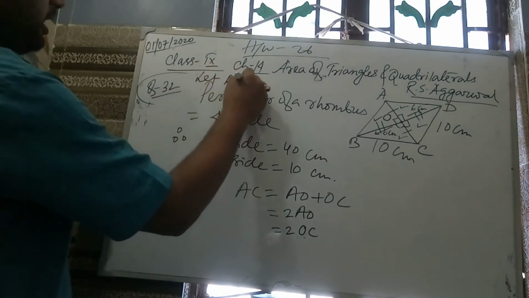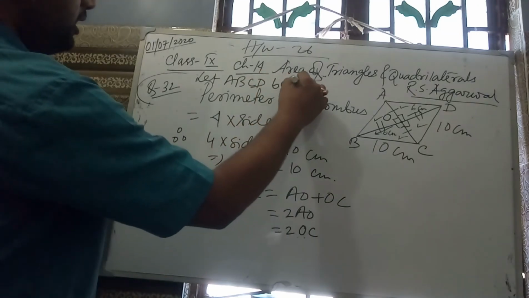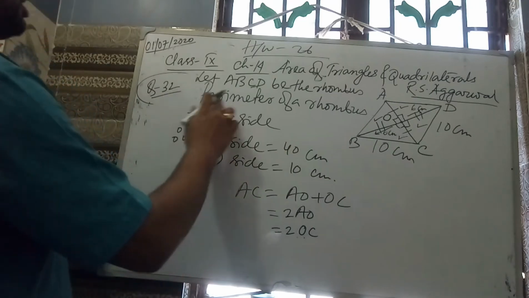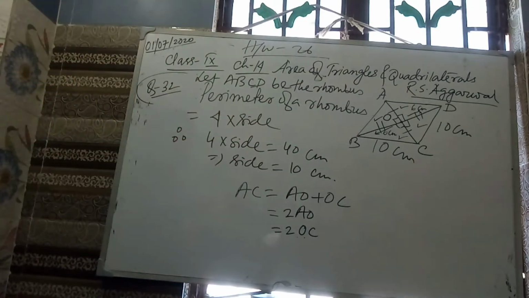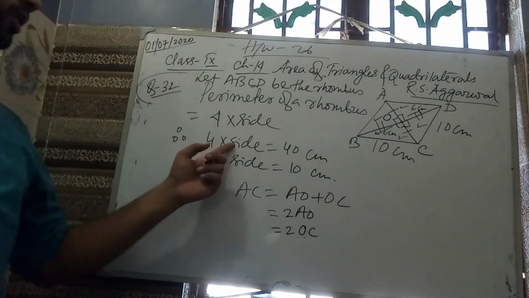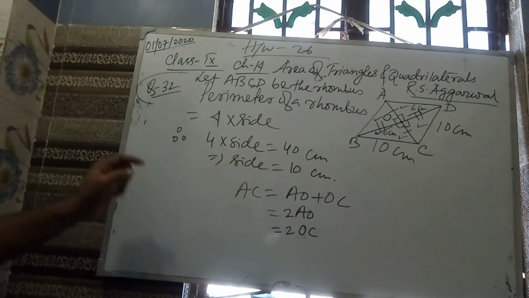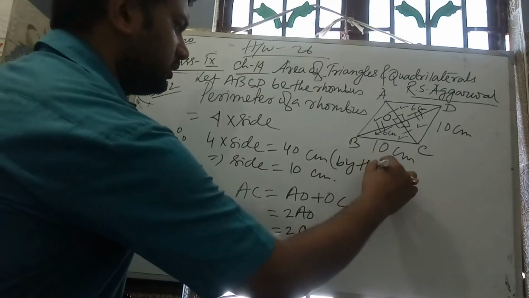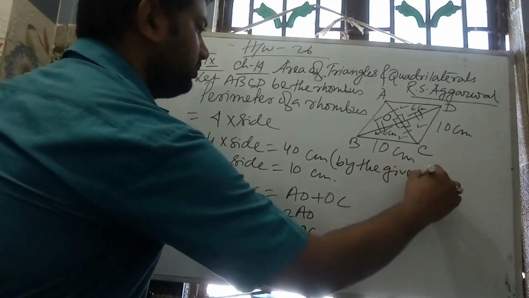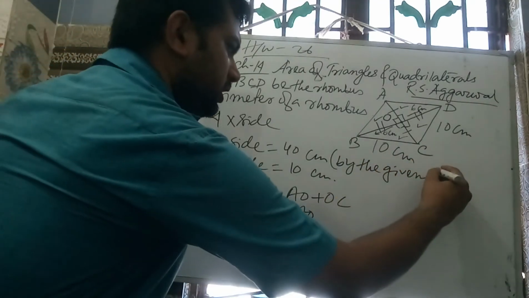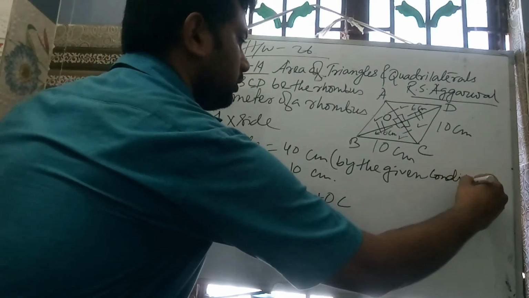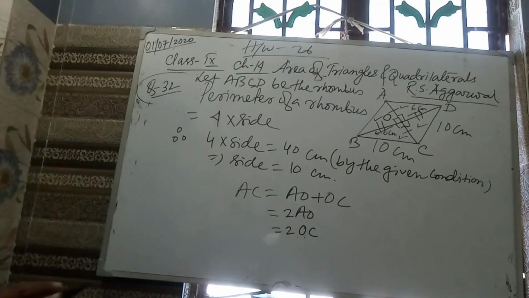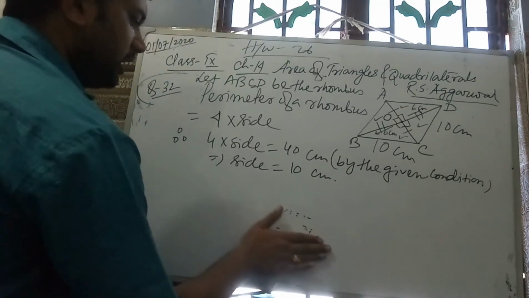Let ABCD be the rhombus. Perimeter of a rhombus equals 4 into side. Therefore, 4 into side equals 40. Why? By the given condition. So side equals 10 centimeter. Okay. Next, write down.